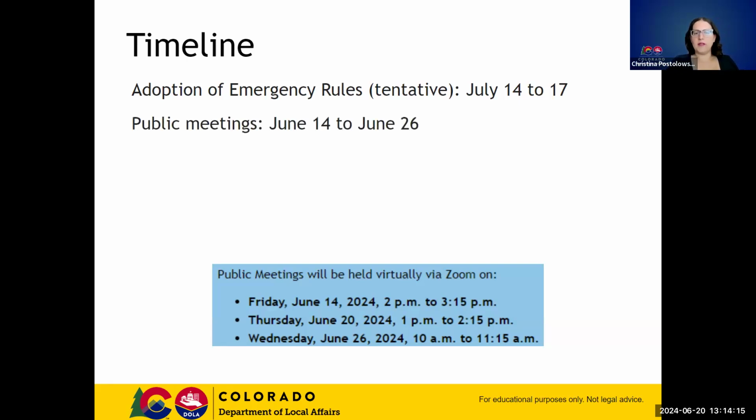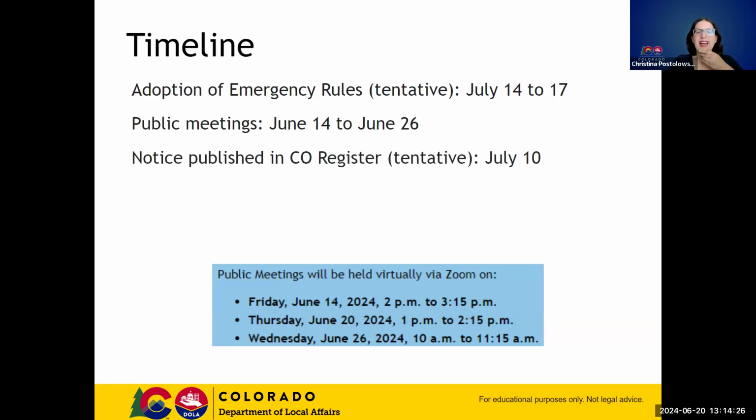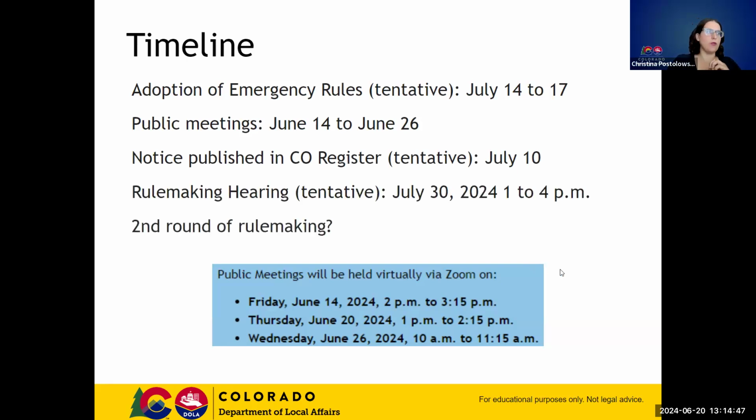So we're having public meetings that started last week and run through next week. These are our initial public meetings on proposed rulemaking. The tentative date of early July for a notice of proposed rulemaking to be published in the Colorado Register. This may get pushed back a little bit based on the adoption date of our emergency rules. So again, stay tuned for an email update on that. Tentatively looking at a rulemaking hearing in late July. This also might get pushed back a little bit to early August. We are likely doing a second round of public meetings and rulemaking on House Bill 24-1294.